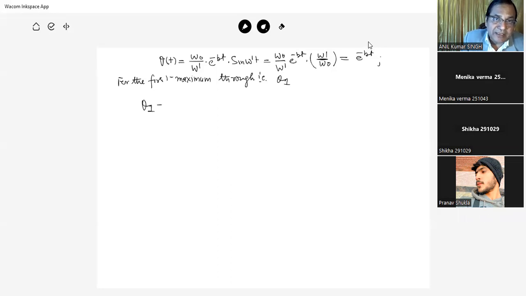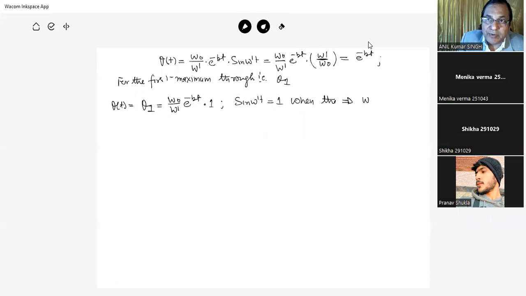So this theta 1 is equal to, from where we consider this is theta t. So theta 1 is equal to omega 0 by omega dash e raised to the power minus bt into 1. Why is it 1? Because sine omega dash t is 1 when omega dash t is equal to pi by 2. This is pi by 2.